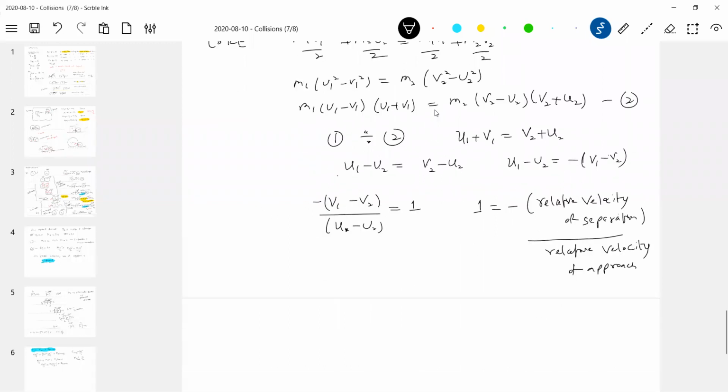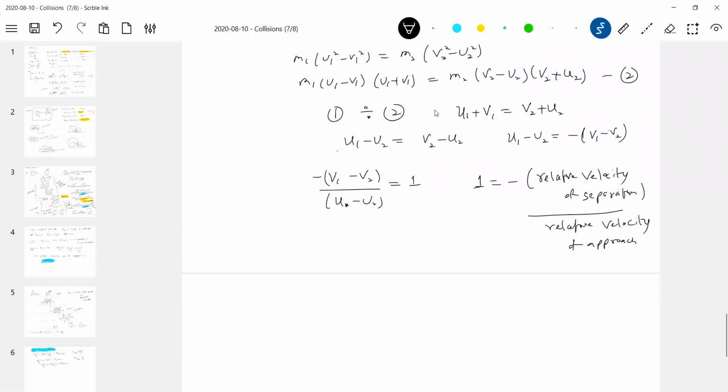It's independent of the masses here. So as long as it's an elastic collision, it must be equal to 1. So I'll call this particular thing the quotient of restitution. I'll define it. Restitution.